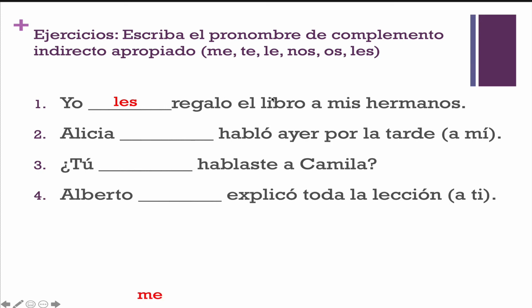Ok, si regresaron, Alicia me habló ayer por la tarde. She spoke to whom? To me. Okay, yesterday in the afternoon. Tú le hablaste a Camila. Did you speak to whom? To Camila. So it will be le, to her, right? Alberto te explicó toda la lección a ti. Alberto, te, to whom? To you. Okay? So those will be the indirect object pronouns. So I will always put who's receiving the action. In this case, a ti, a Camila, a mí, a mis hermanos.